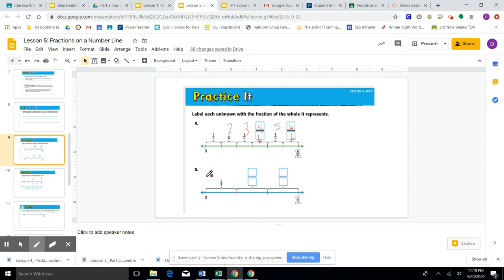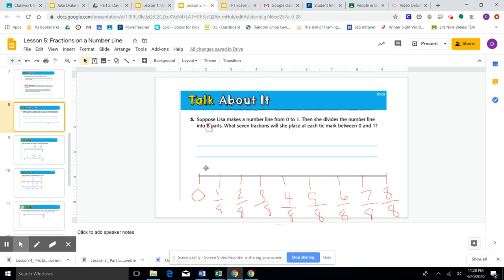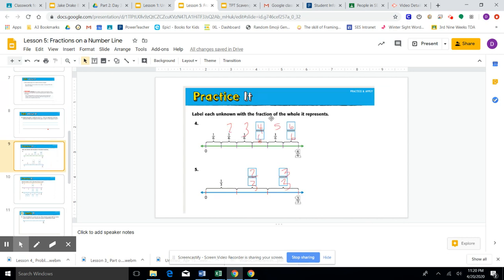Okay, and then this one, 1/3, 2/3, 3/3. Okay, so I have 1, 2, 3, 4, 5, 6 parts, and here I have 1, 2, 3 parts. Now if I go back to this one, I have 1, 2, 3, 4, 5, 6, 7, 8 parts. Each time I'm dividing the number line, my denominator tells me how many parts. So I have 6 parts, 3 parts.